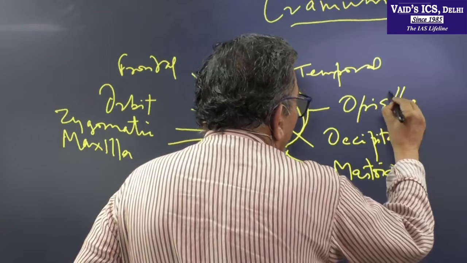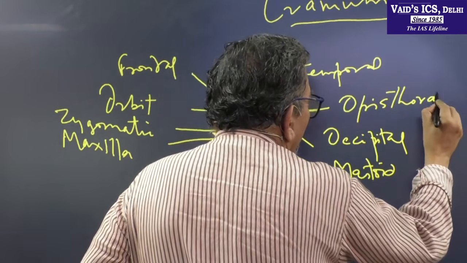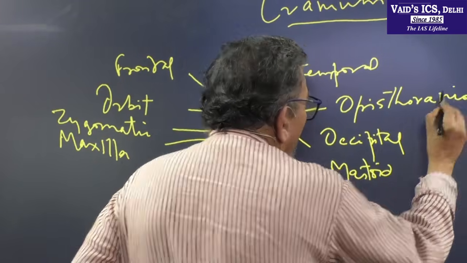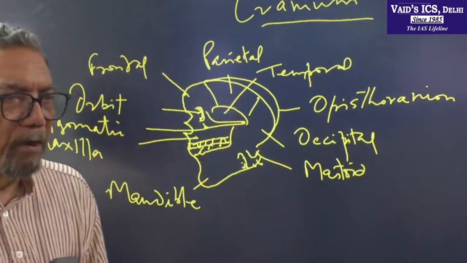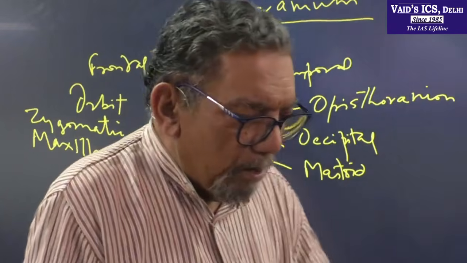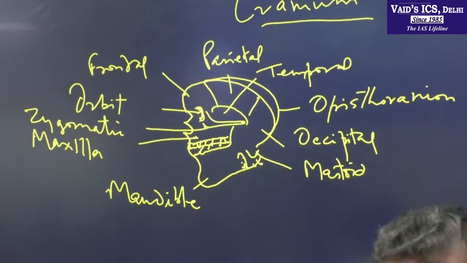Opistho-cranian. Most backward point, you have to feel. We use what we call spreading caliper to find out. Yes, mastoid, its full name is mastoid process. Don't get confused with process in physics and chemistry. Process means any projection.